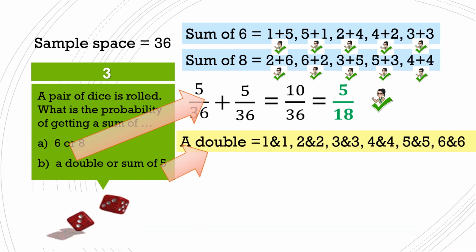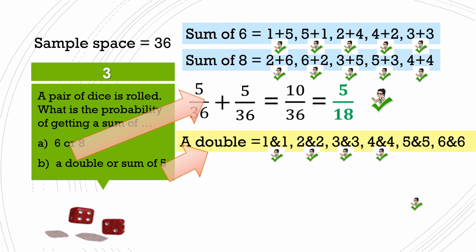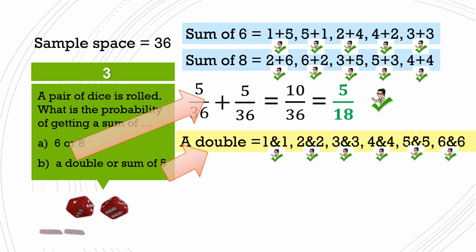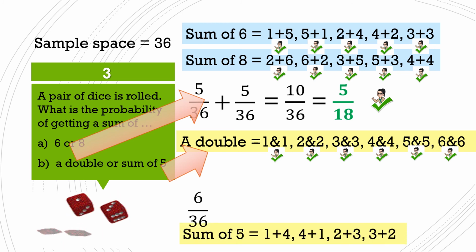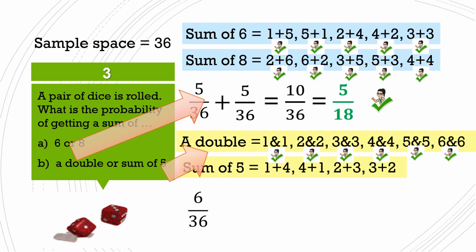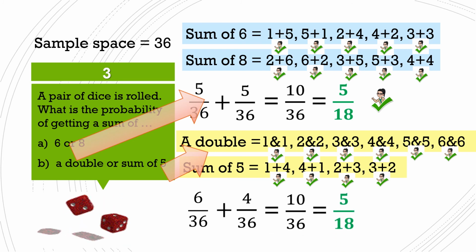Now let's proceed to letter B, probability of getting a double or sum of 5. For a double, we have 1 and 1, 2 and 2, 3 and 3, 4 and 4, 5 and 5, and 6 and 6. There are 6 pairs in all, so that's 6 over 36. Now, for sum of 5, we have 1 plus 4, 4 plus 1, 2 plus 3, and 3 plus 2. There are 1, 2, 3, 4 pairs, so that's plus 4 over 36.